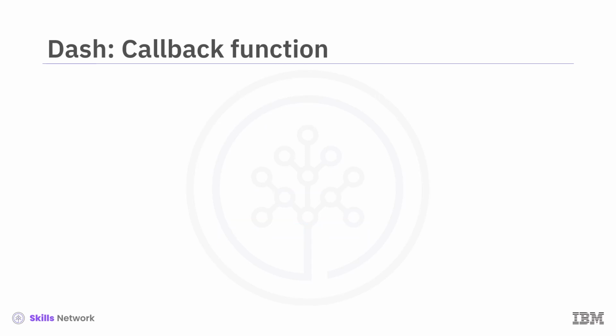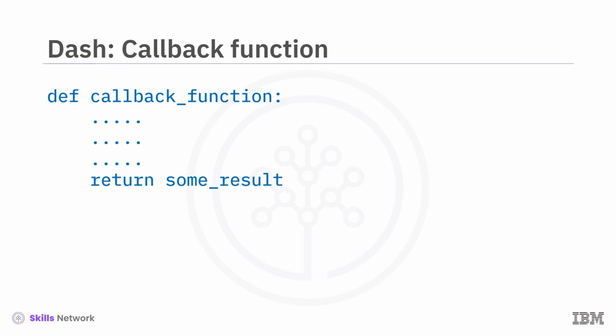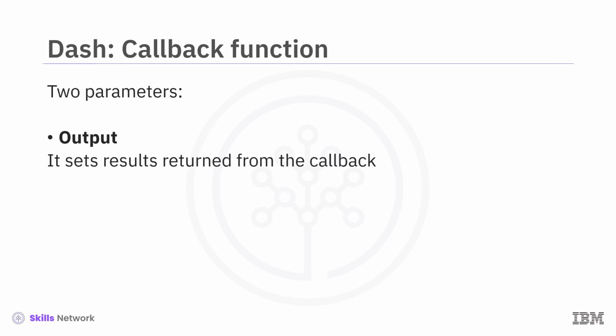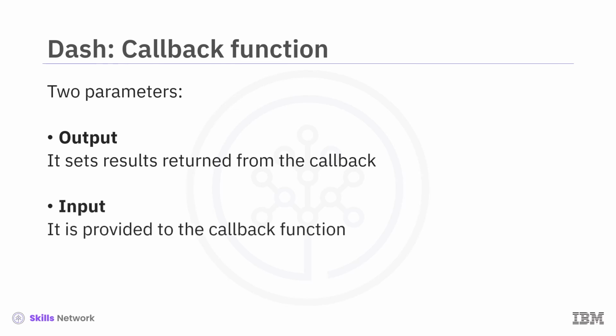Let's look at the callback function skeleton. First, create a function that will perform operations to return the desired result for the output component. Decorate the callback function with @app.callback decorator. This takes two parameters. 1. Output. This sets results returned from the callback function to a component ID. 2. Input.